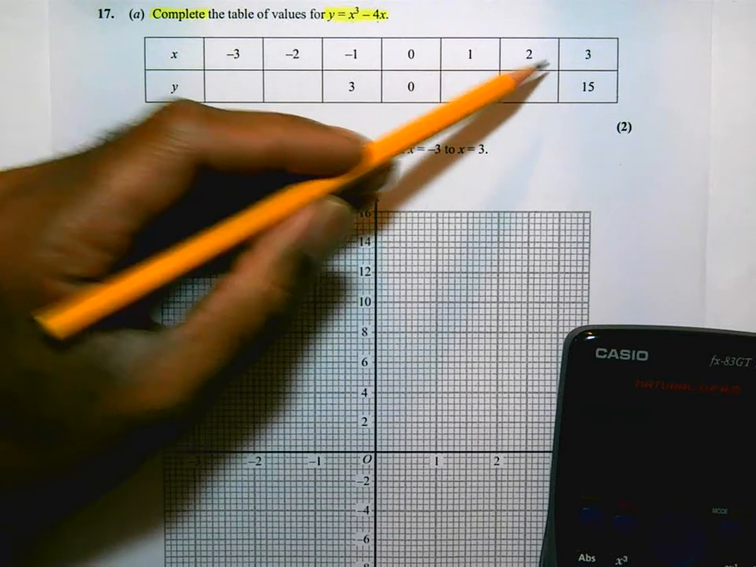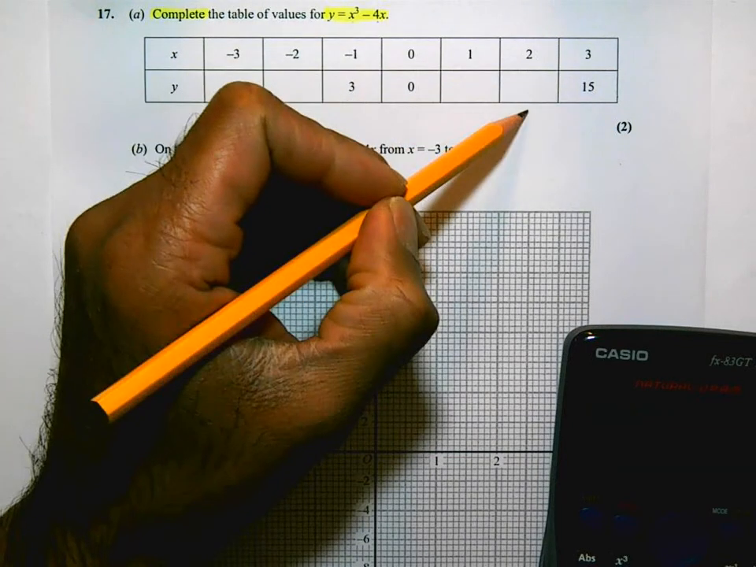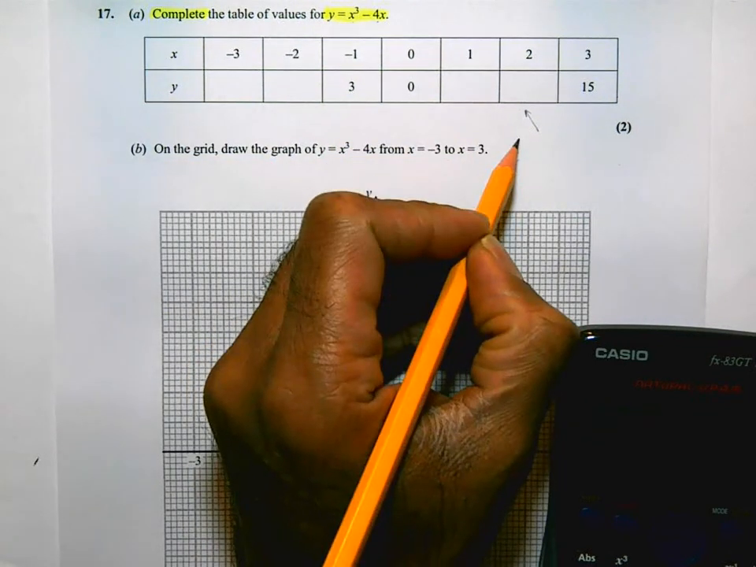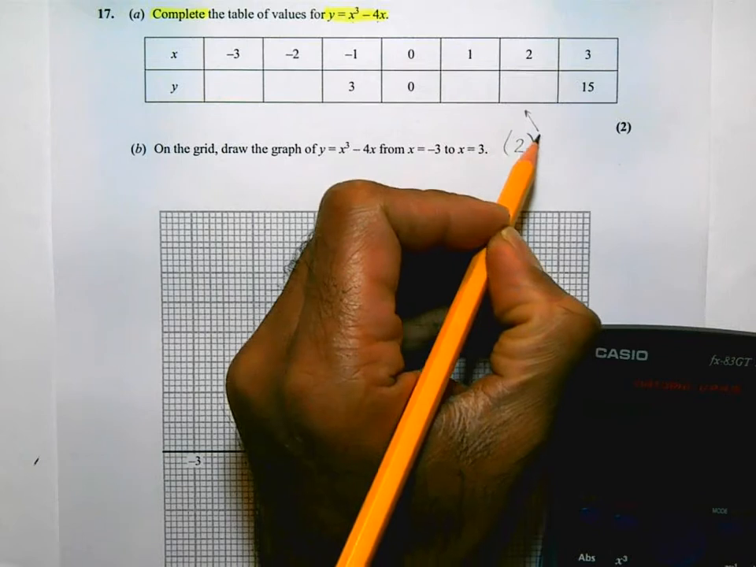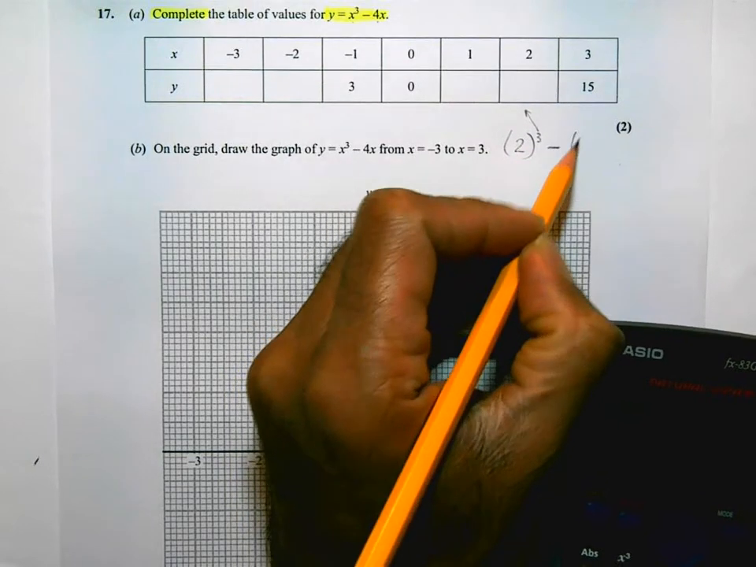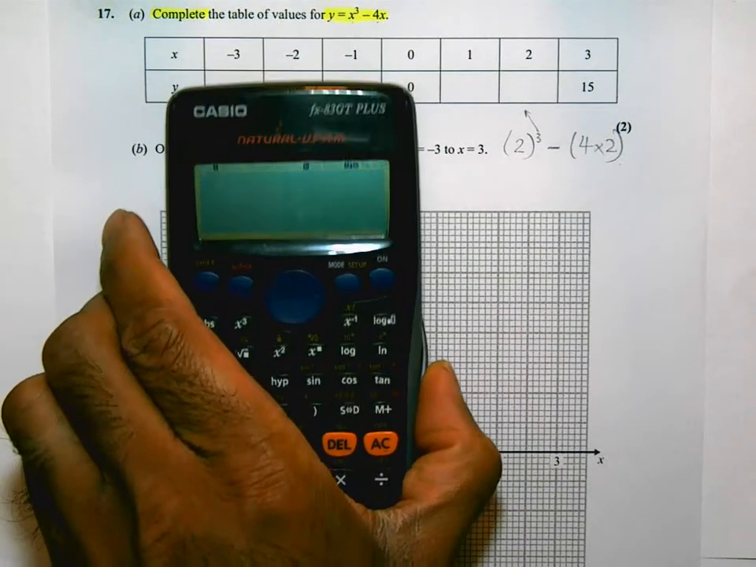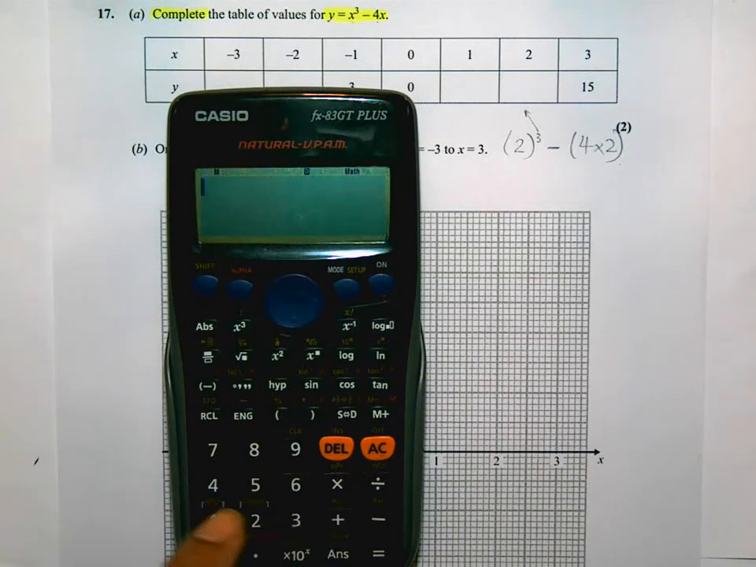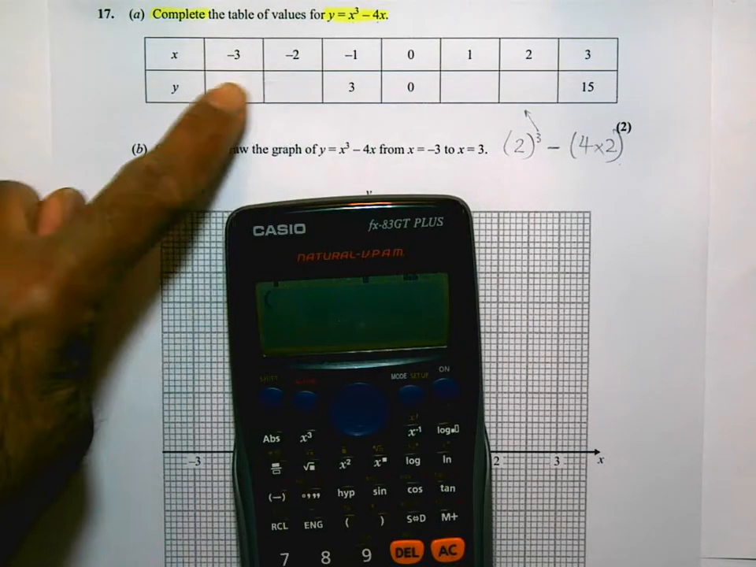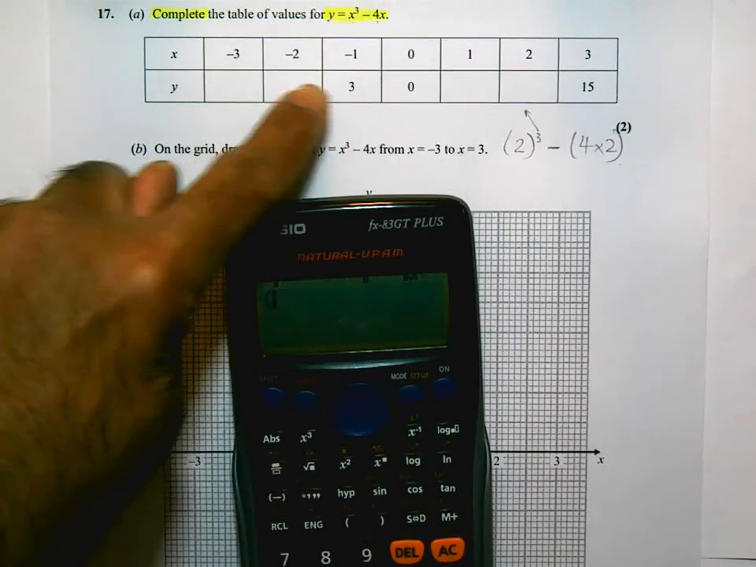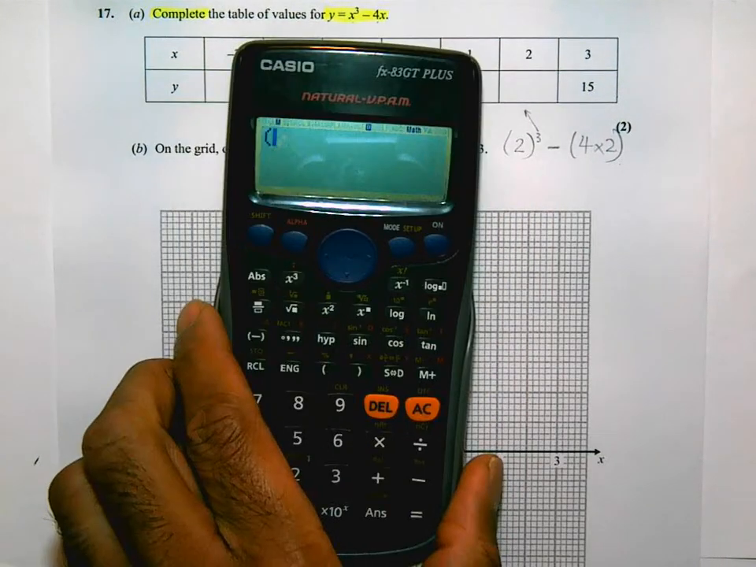It is pretty straightforward. I'll do this one just to indicate what you need to do. You need to do 2 cubed and then take away 4 lots of that 2. This is quite similar to what you do when you're doing a trial and improvement question. I'm going to enter that on the calculator. Use brackets. Brackets are useful, especially when you have negative numbers involved. It's not essential for the positive numbers, but when you get to the negative numbers, it is very useful.